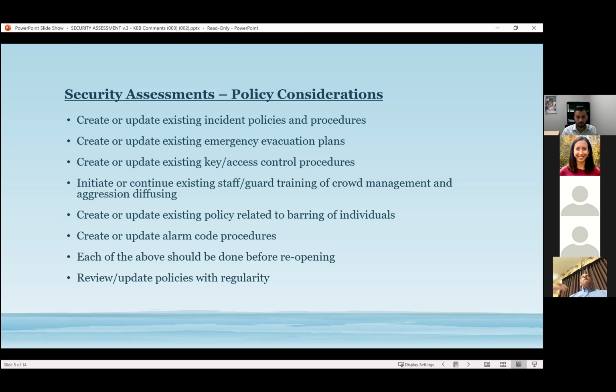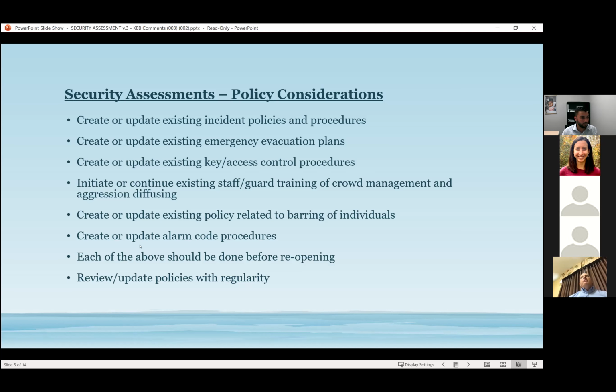There's great training outside of the state of Illinois on de-escalation, on how to deal with people. So make sure that we're training our staff on how to do that and diffuse situations when they arise in our facilities. Obviously, we talked about existing policy and procedures.